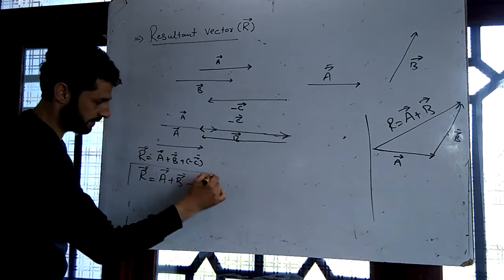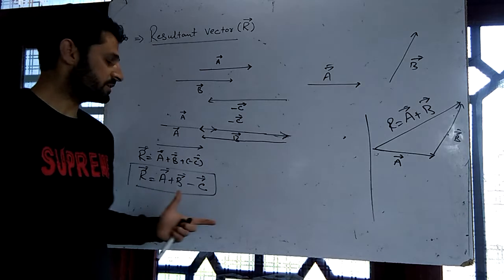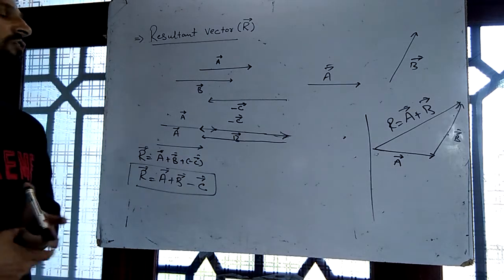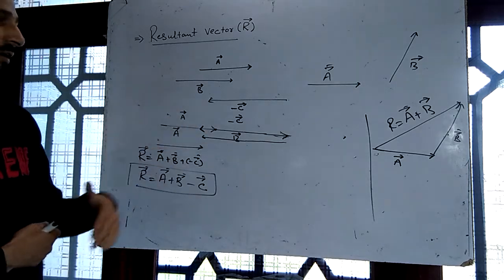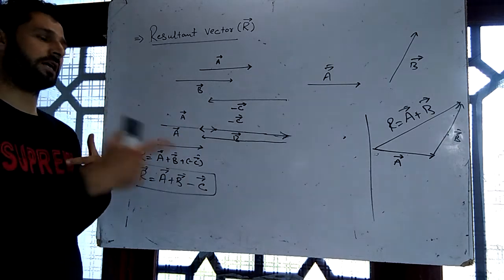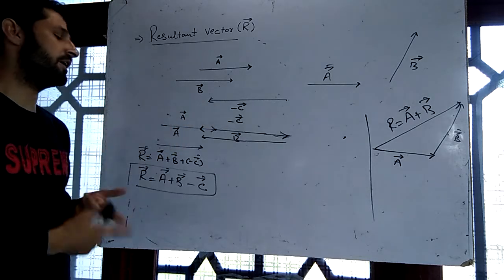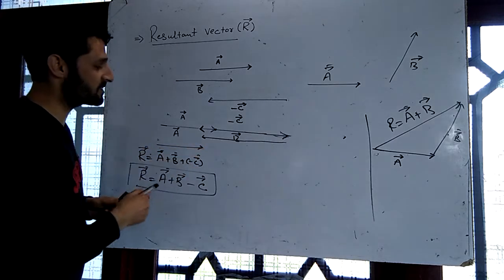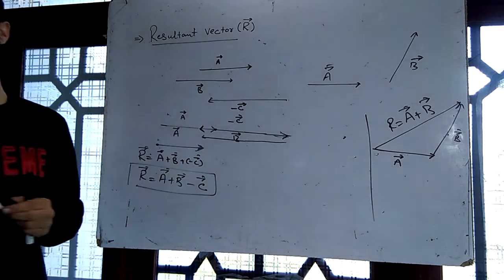So this is the resultant vector. Whether it is subtraction or addition, it always follows the general law of vector addition. The general law for finding the resultant of vectors is: put the first vector, join the tail of the second vector with the head of the first vector, join the tail of the third vector with the head of the second vector. Then a single vector is drawn from the tail of the first vector to the head of the last vector. Here the last vector is C. That is the resultant vector.